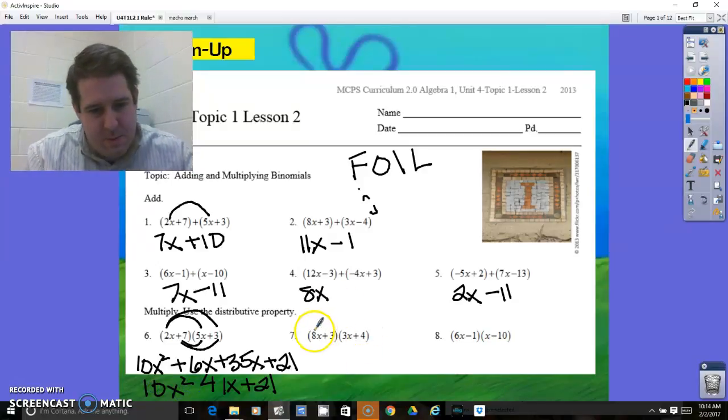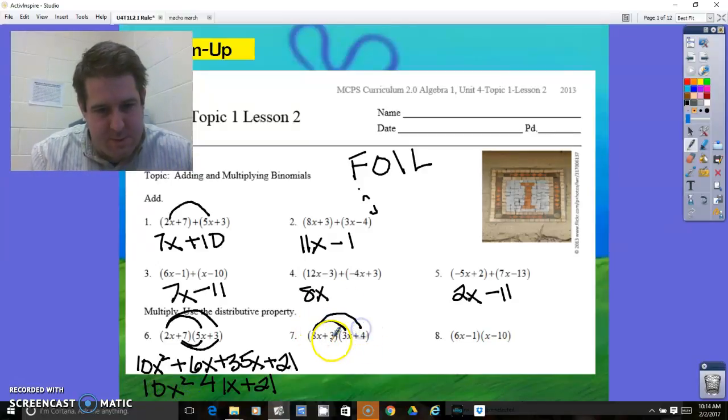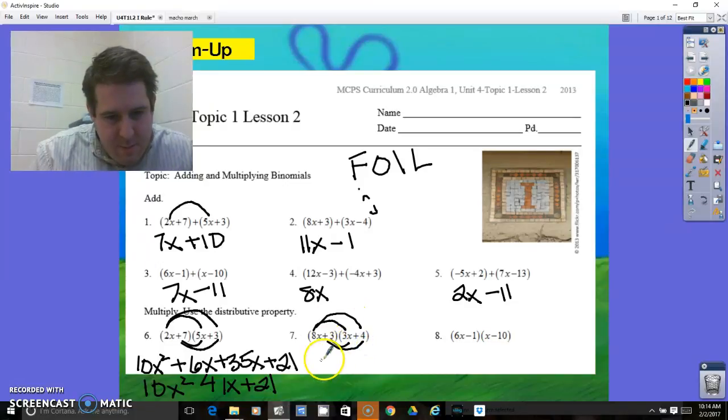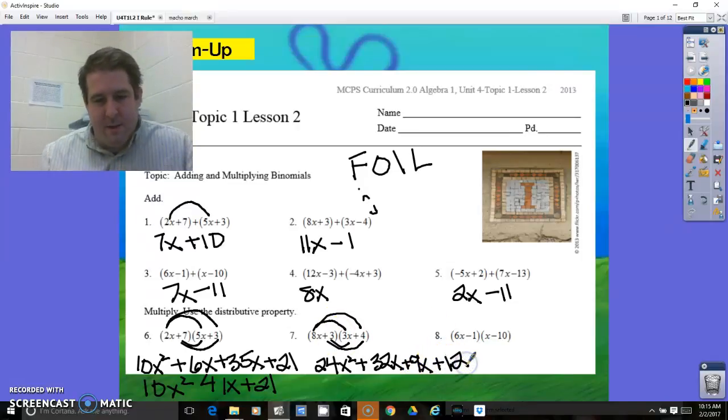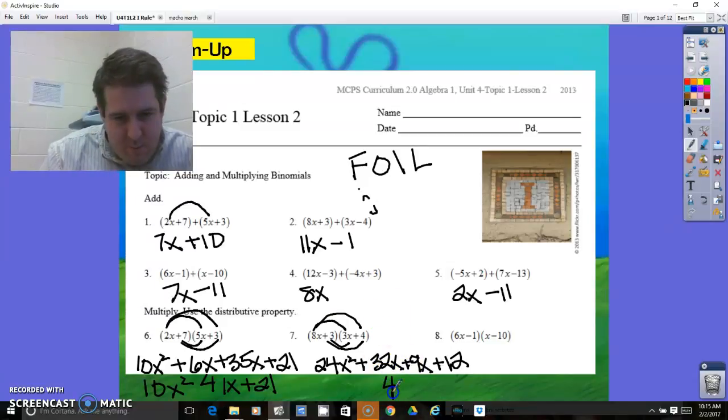All right, same thing with this one. We've got first, outers, inners, last. First is 24x squared. Outers is 32x. Inners is 9x. And last is 12. I'll combine the like terms on the inside, which is 41x. And I'm done.